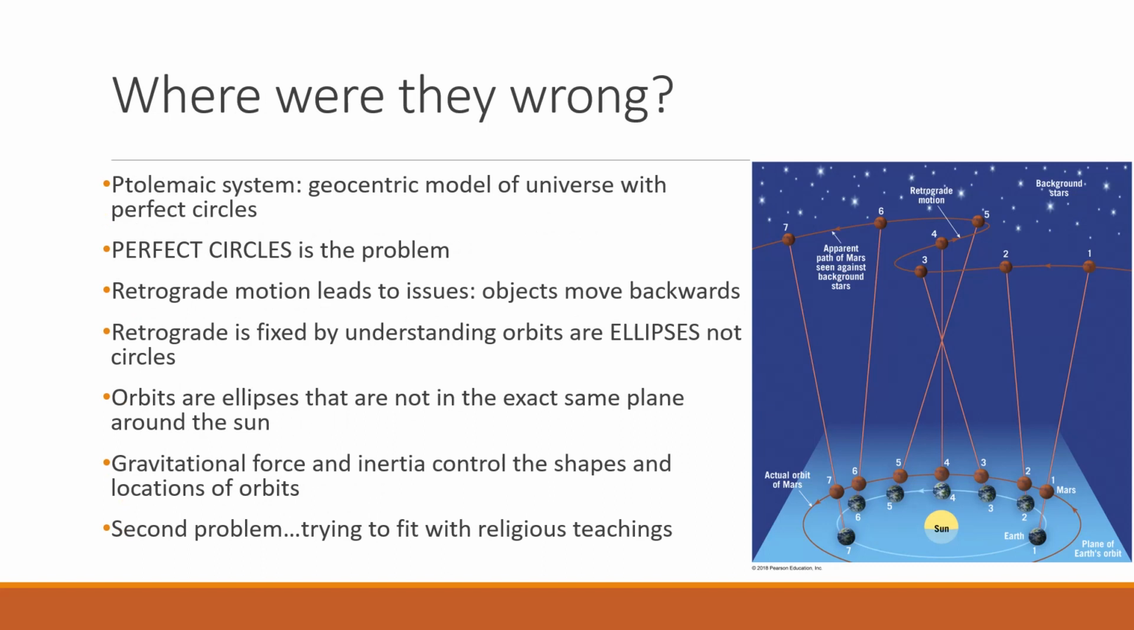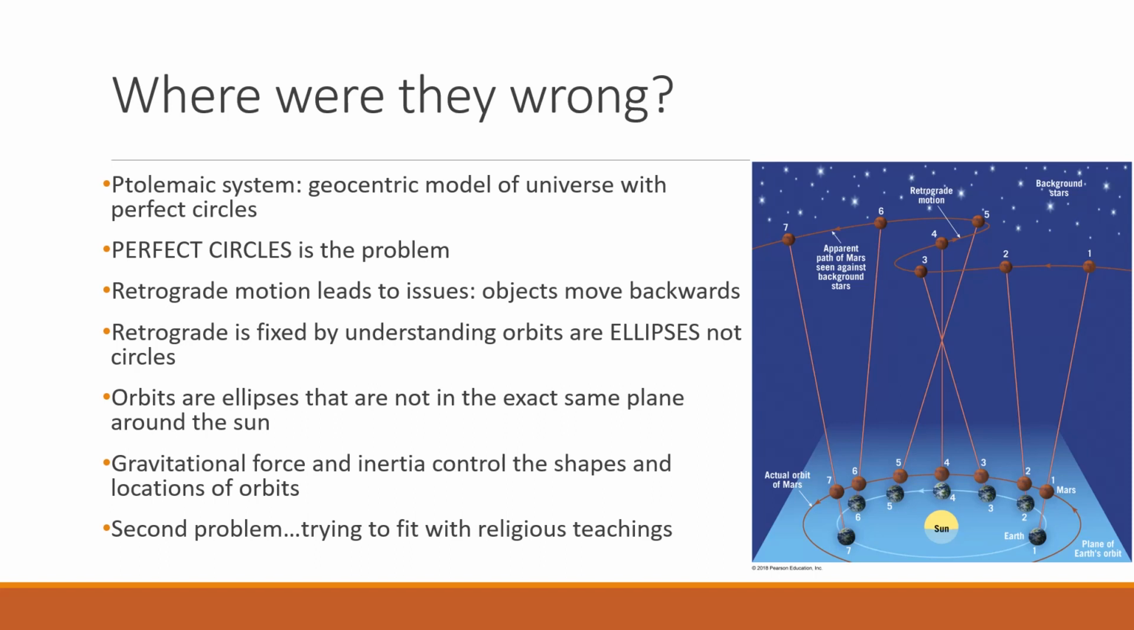So where did some of these early workers go wrong? The Ptolemaic system is a geocentric model of the universe. Perfect circles is the other problem with the system. So one, the Earth is not the center of everything. Two, we don't actually have perfect circles in our astronomical bodies. The Earth isn't a perfect sphere, and we don't orbit things in perfect circles.